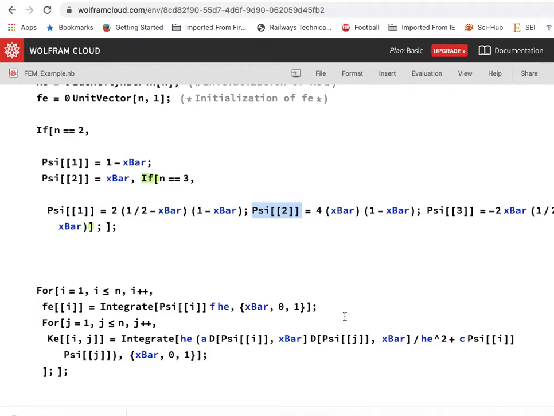0 and 1. So I can write it as x bar minus 0 into 1 minus x bar, and for x bar equal to half, it should have a value 1. So I have to multiply it with a factor 4.